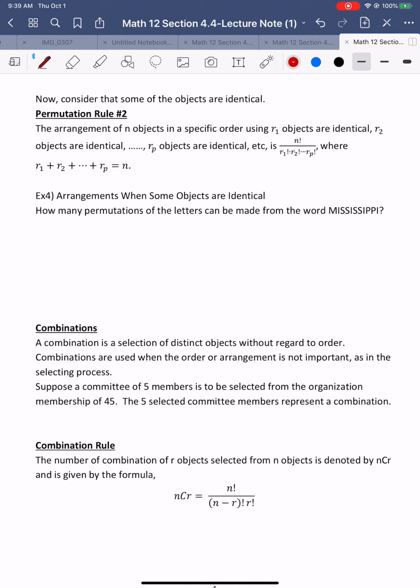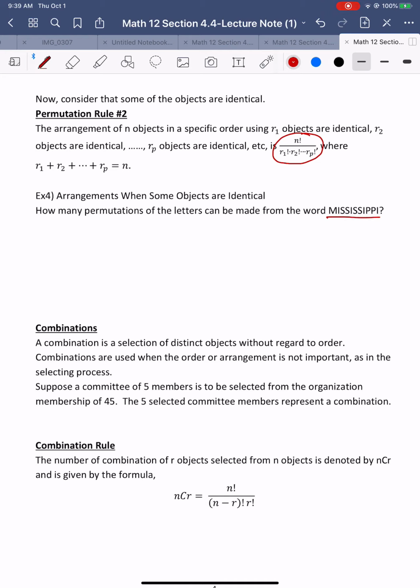So in this case, we are using these formulas. There are n factorial, but some of the letters are exactly the same. So the order of those identical letters actually is not that important. So example 4, arrangement when some objects are identical. How many permutations of the letters can be made from the word Mississippi?